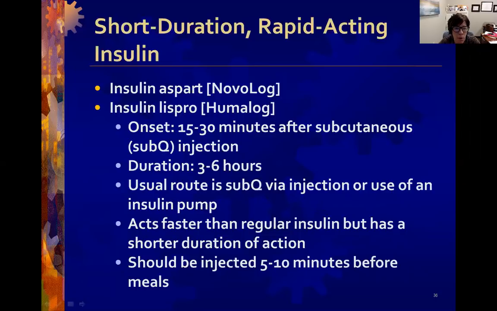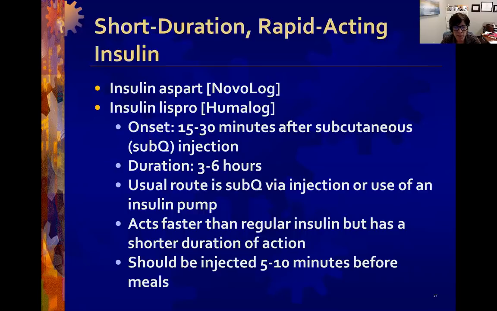So again, Aspart, Lispro, onset is 15 to 30 minutes after an injection. It lasts about 3 to 6 hours. Sub-Q is the usual route, or it can be given through a pump. So if people are type 1, they may have a short acting that just starts to give them insulin as they need it. It acts faster than regular.